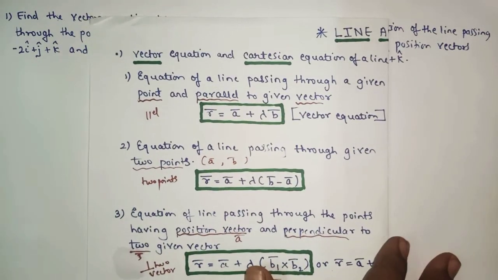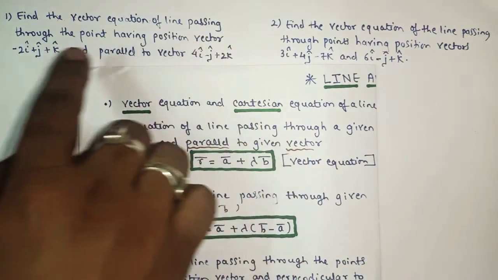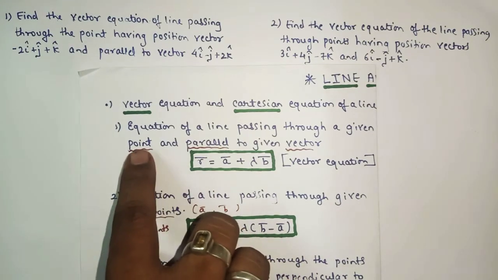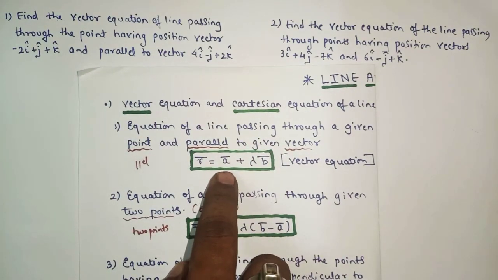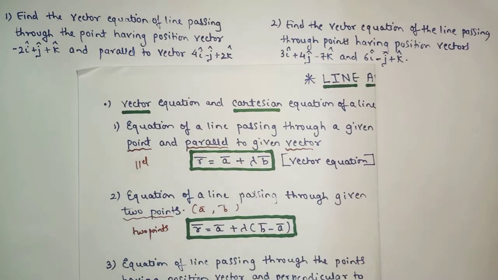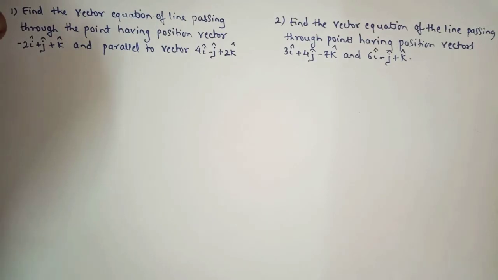Of course the first one, because it is clearly mentioned that we have to find the vector equation of line passing through a point and parallel to a given vector. So r bar equals a bar plus lambda b bar. Now we'll see how to present the sum in board exam.